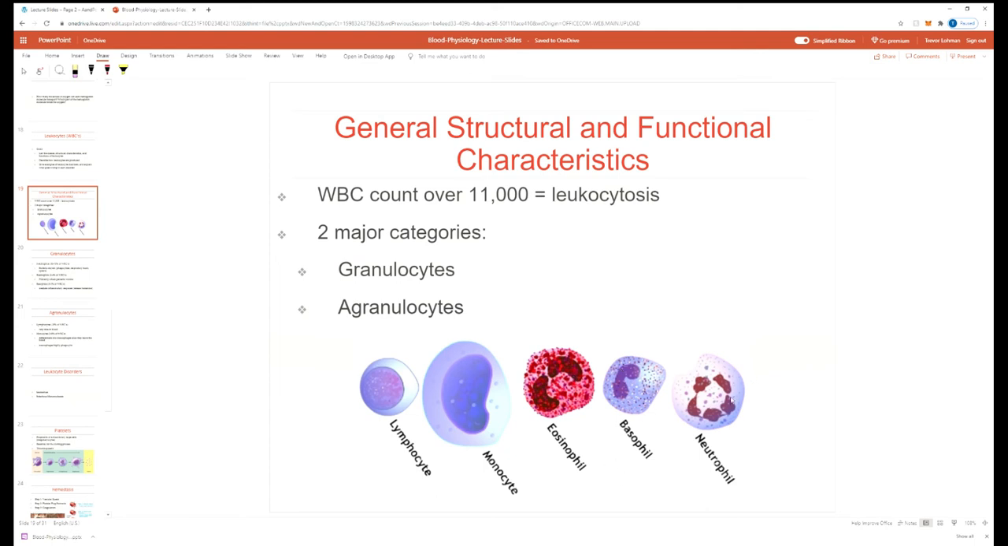In the case of neutrophils, it's going to be acids. Basophils are going to have lots of histamines and things, so they have some kind of compound that they utilize to carry out their job. Monocytes and lymphocytes function a little bit differently, and we'll talk about those.